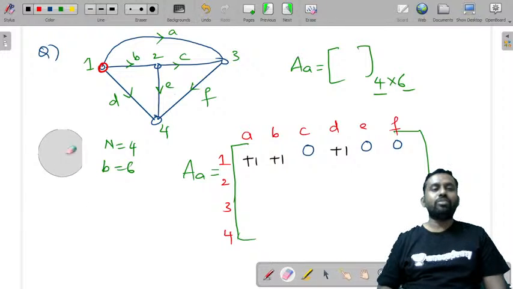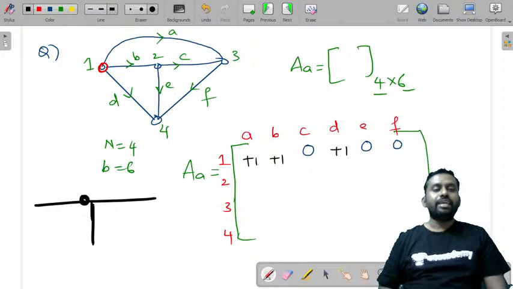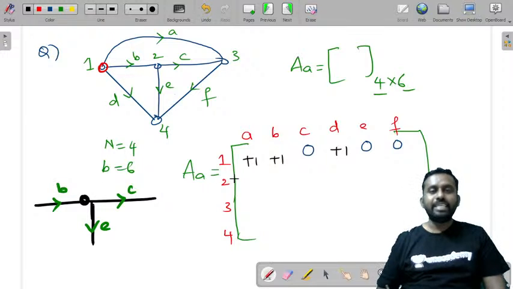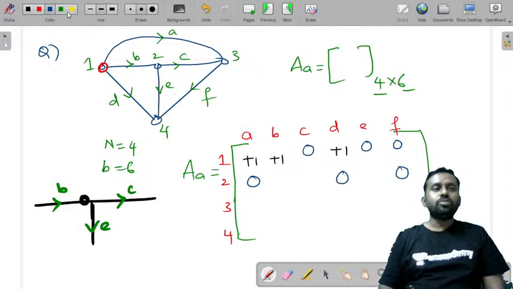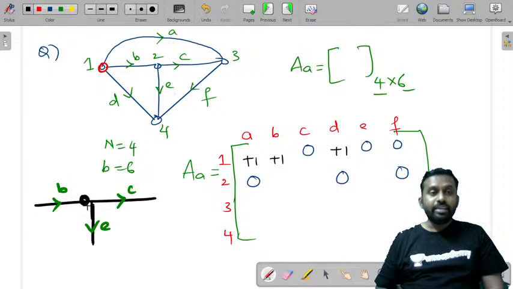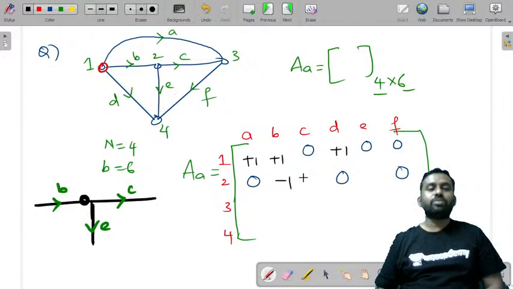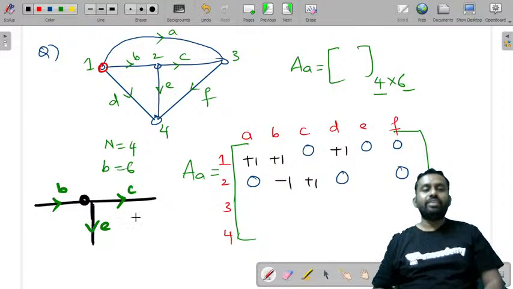Now let us consider the second node. How many branches are there? 3 branches. Just take their direction. This is C, away, B, towards, E, away. Except B, C, E, the rest of the values are 0. Let us write these values. If you look at B, it is directed towards. Whenever it is towards, take it as -1. Whenever it is away, take it as +1.